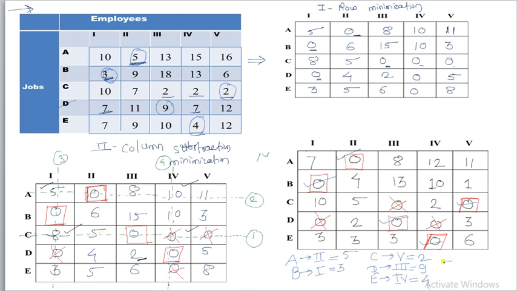And if it has been asked to calculate total man hours, so these are 5 plus 3 is 8, plus 2 is 10, plus 9 is 19, plus 4 will be 23 man hours. Okay, 23 man hours. So this is the total time that has been required to complete all the 5 jobs by all 5 employees.